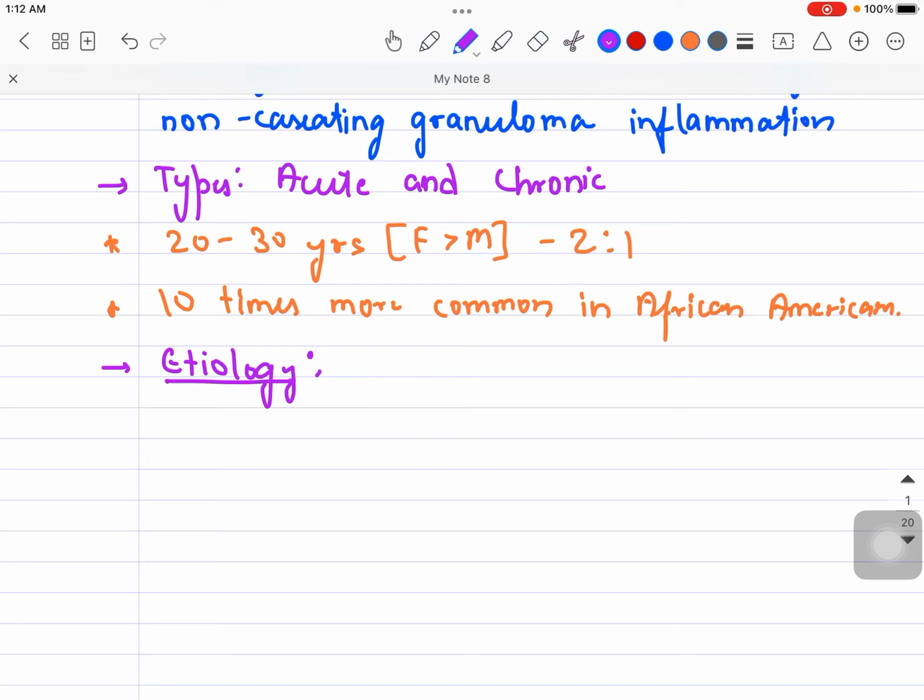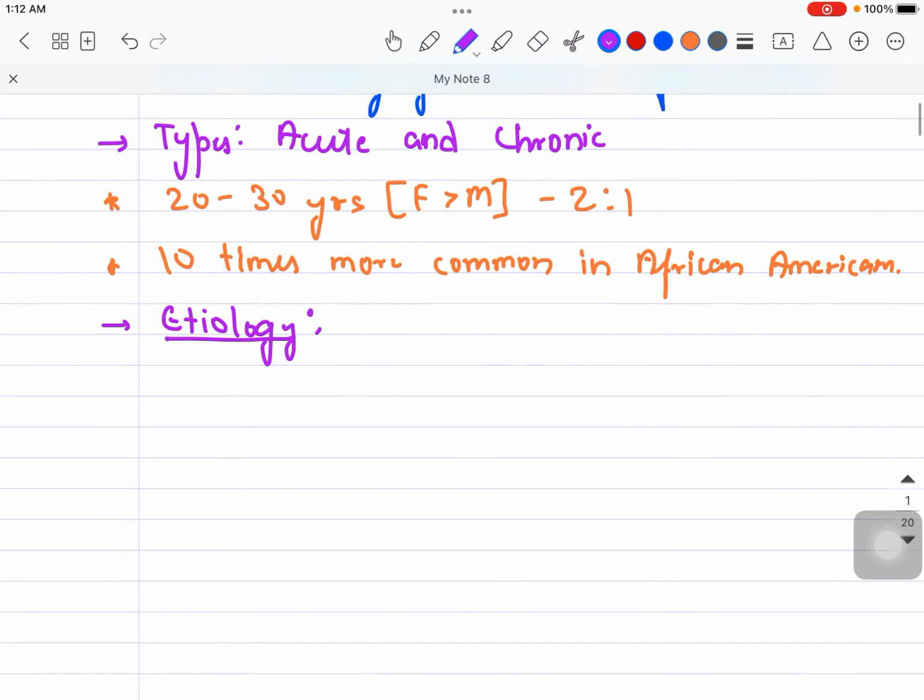So as far as the etiology or causes of this disease are concerned, it can be genetic, right? If it is running in the family, or if the father or mother had sarcoidosis, it can involve the children as well. Some environmental agents can cause this, for example beryllium or its salts, which can cause the formation of granulomas further.